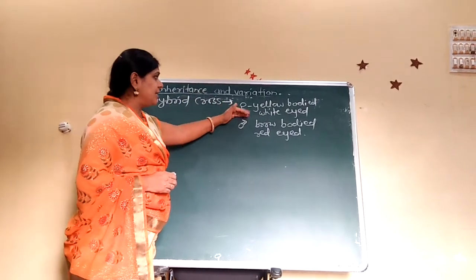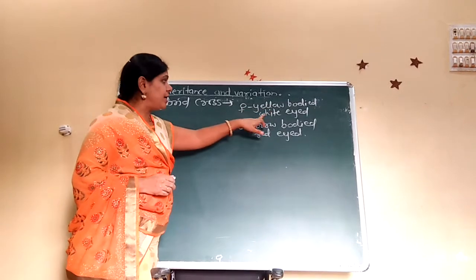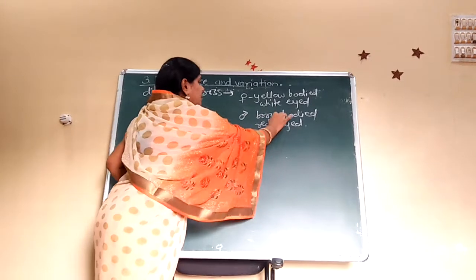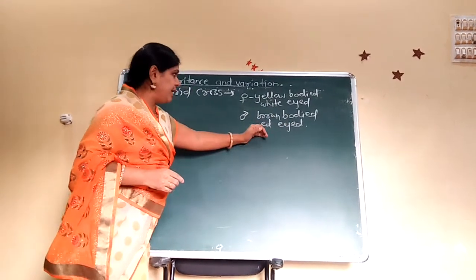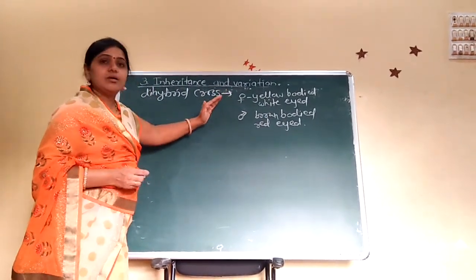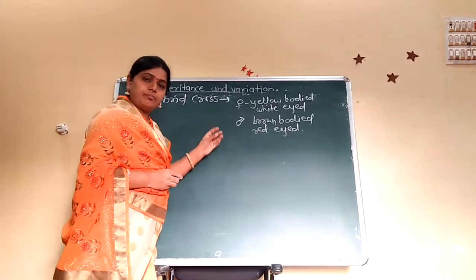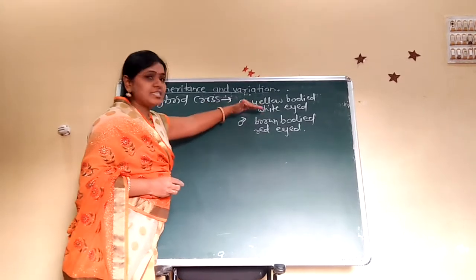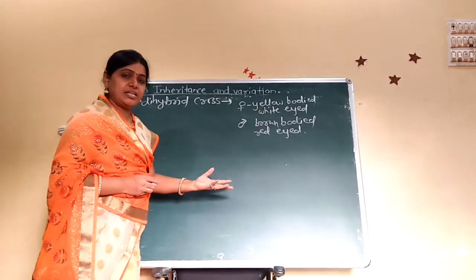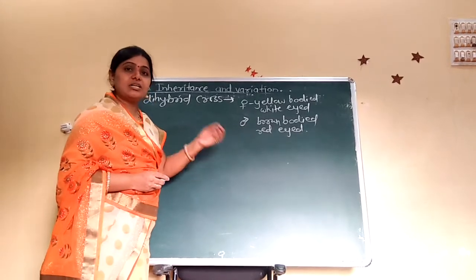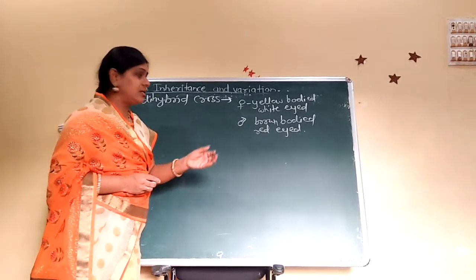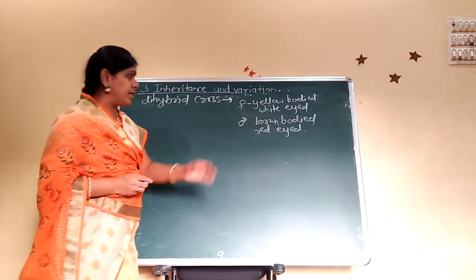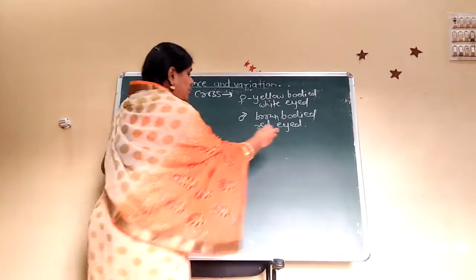Here the female is yellow bodied and white eyed, and the male is brown bodied and red eyed. The female here is recessive, with sex linked genes, and the male shows the dominant character, that is the wild type, as given in the book.